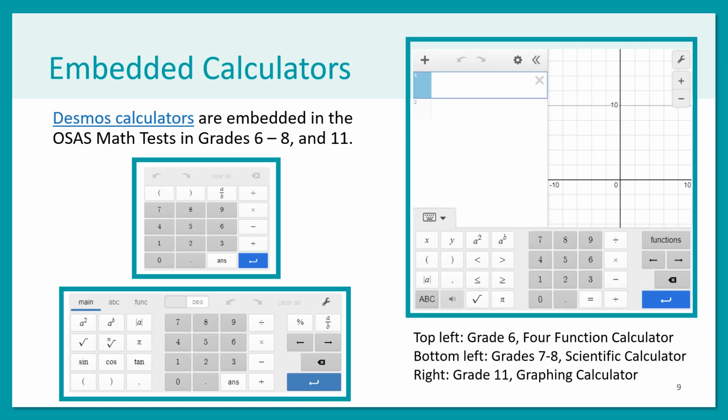Desmos calculators are an embedded support within some math items in grades 6 through 8 and grade 11. In grade 6, a 4-function calculator is available. In grades 7 and 8, a scientific calculator. And in grade 11, a fully featured graphing calculator. More information about the specific functionality of these calculators can be found on the Desmos website at www.desmos.com/testing/Oregon. Note that the OSAS science tests use the same embedded calculators as those used on the OSAS math test.